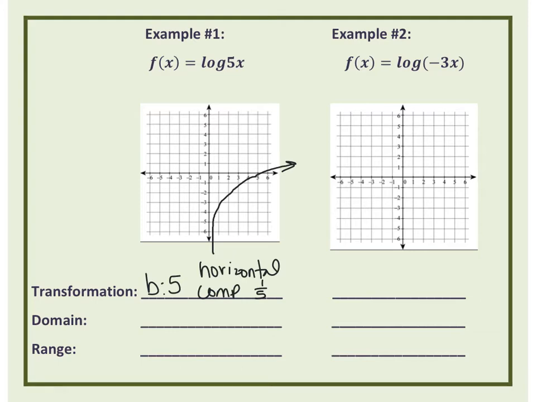My domain is still 0 to infinity. My range is still -infinity to infinity, okay? And we are using parentheses on the 0 because it is an asymptote.